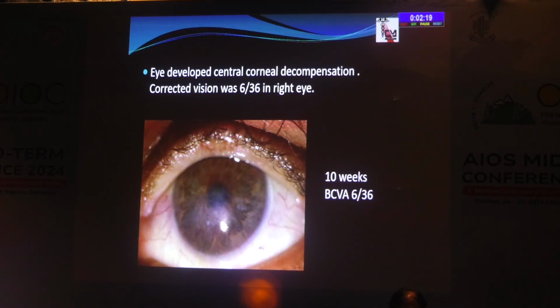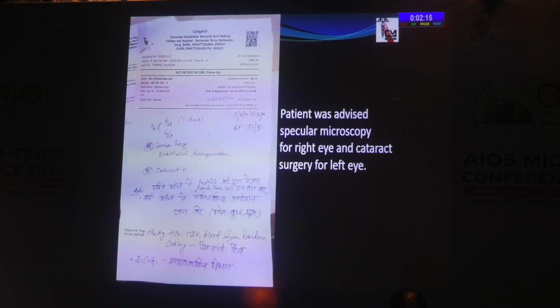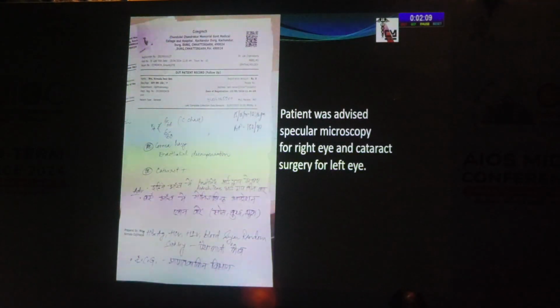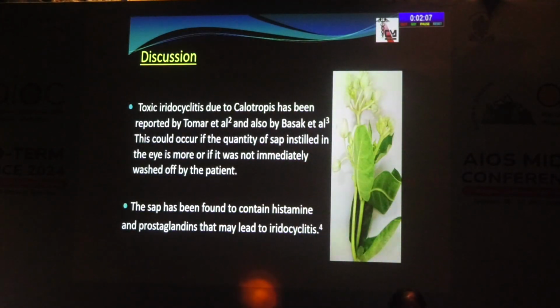The resident who had operated this case also attended the case. The patient was advised specular microscopy for the right eye, which is not available in my Government Medical College, and cataract surgery for the left eye. So, a quick discussion.